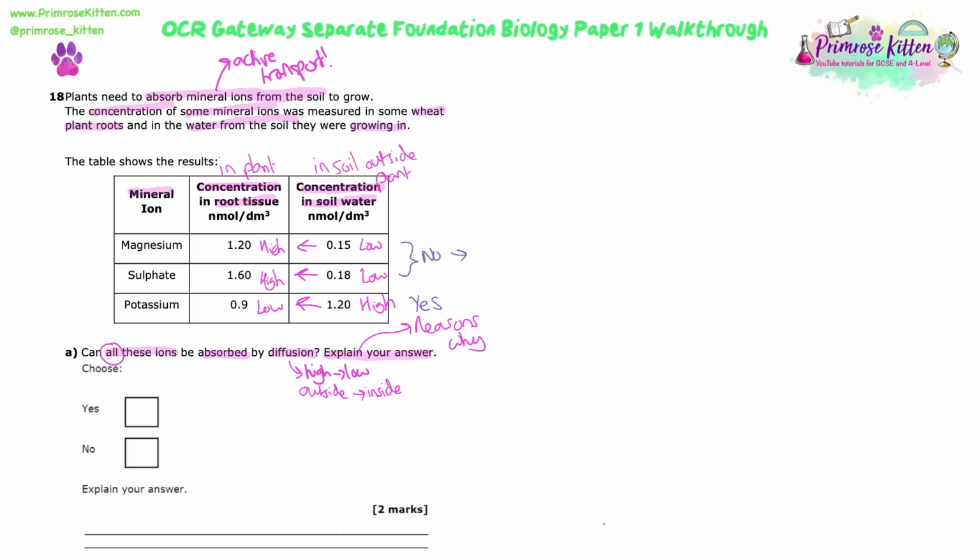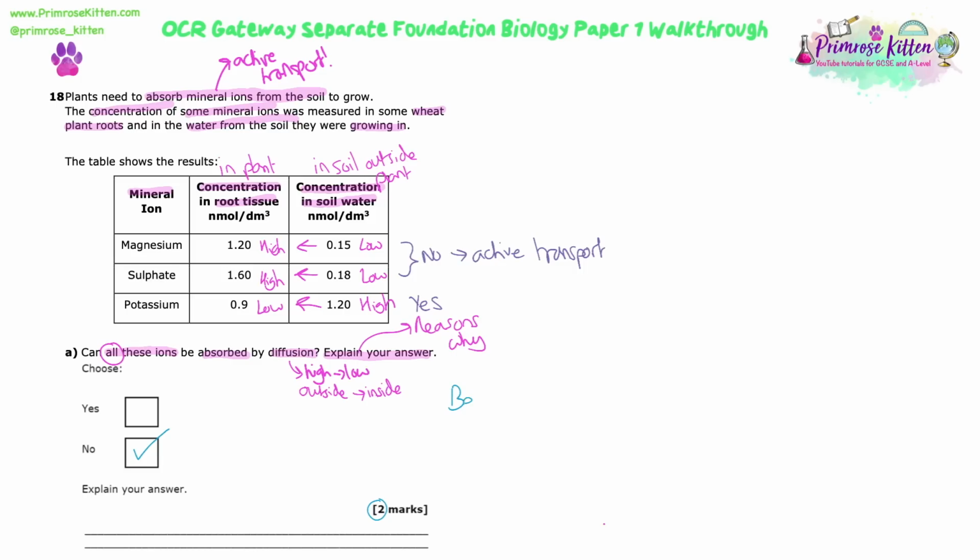So we cannot say that all of these ions can be absorbed by diffusion. So our answer is no. And then we need to justify or give reasons for our answer by saying that the other two, in order to be absorbed from the outside to the inside, would need to be absorbed by active transport because they're going against the concentration gradient, or they would require energy because they would have to be moved against the concentration gradient. Okay, so we're going to tick no, because obviously all of the ions can't be absorbed by diffusion.